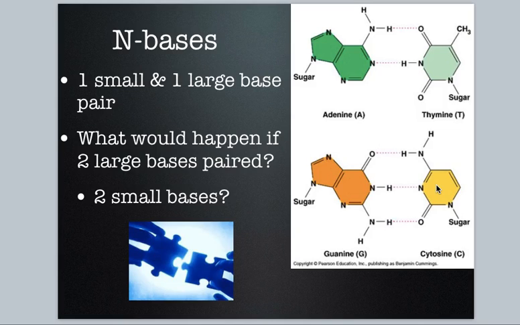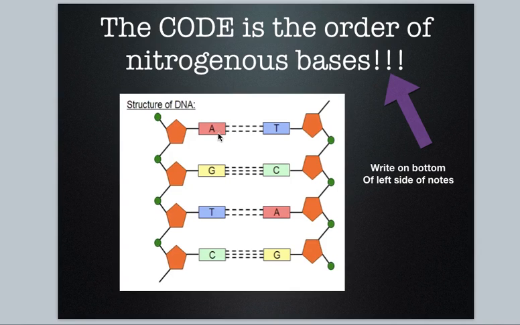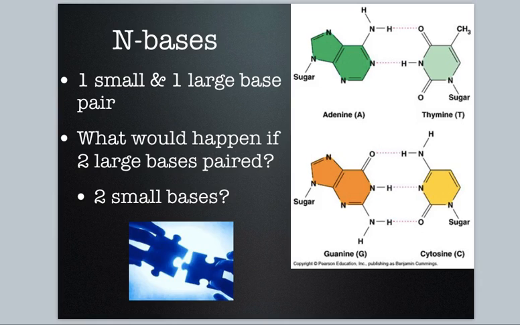And this is interesting. The bases are like puzzle pieces that fit together. You always have to have a long base and a small base bonding together. That's the only thing that fits the space across the DNA ladder. So if the backbone is your sugar and phosphates, the nitrogen bases are the rungs. Always a short base bonded with a long base. That's just the way it was made.